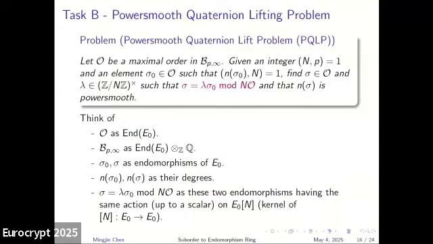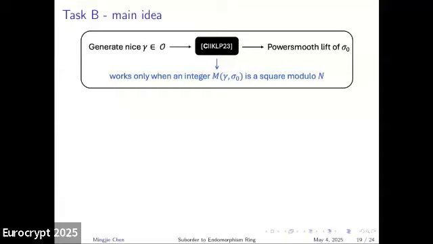We again build our algorithm from the earlier paper. As I was saying, in that paper, this problem was resolved partially. How so? The general idea is they generate nice gamma in the order, which you can think of as generating endomorphisms in the endomorphism ring.